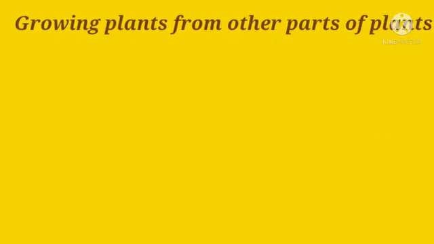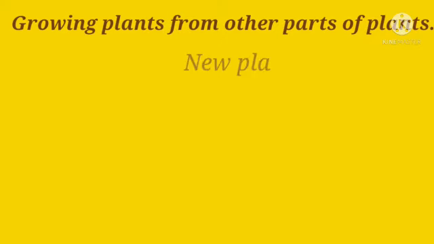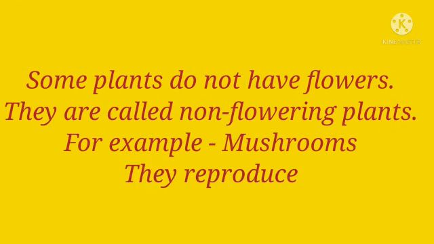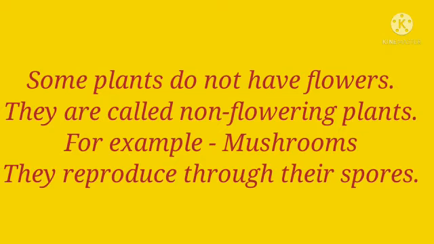Growing plants from other parts of a plant. New plants can also be grown from the stem, root and leaf of a plant. This is called vegetative propagation. Some plants do not have flowers. They are called non-flowering plants. For example, mushroom.